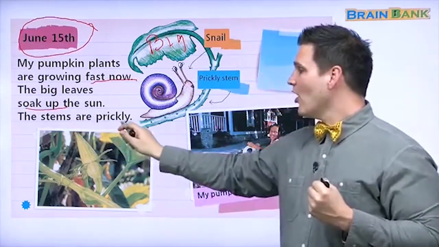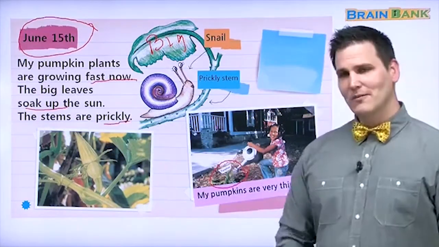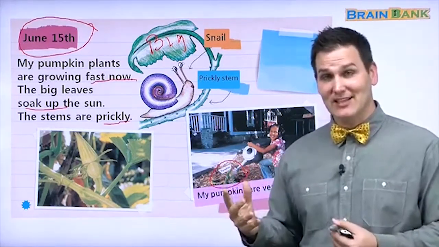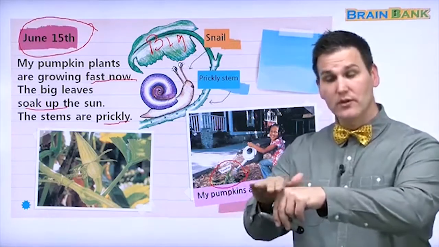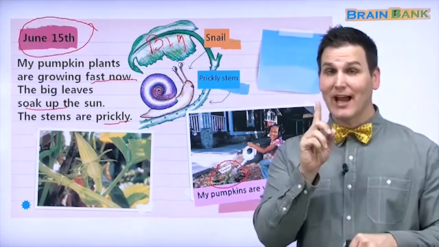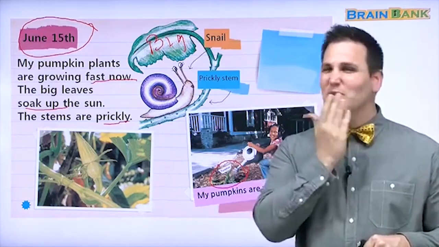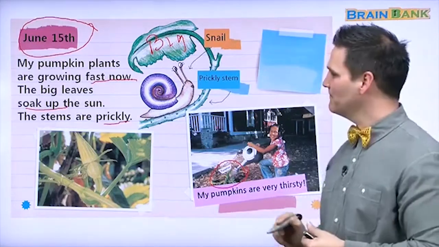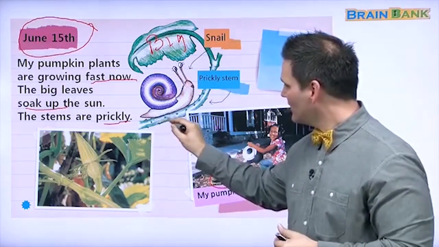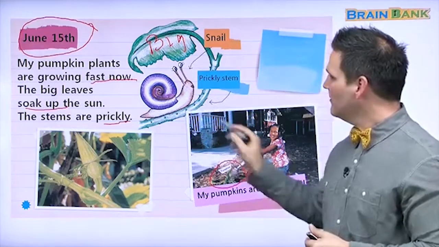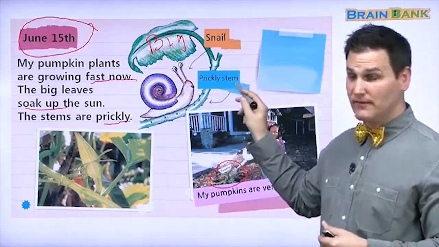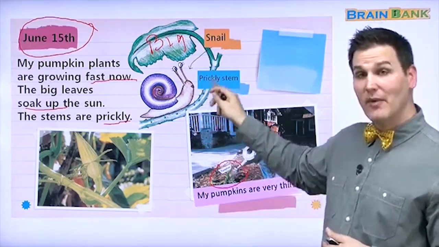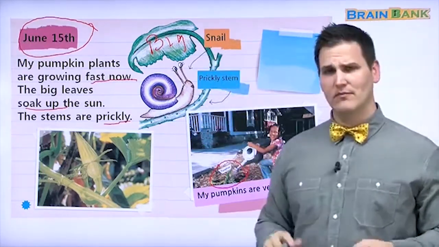And the stems are prickly. Prickly. Now, the opposite of prickly would be smooth. Smooth skin. Sometimes men have prickly skin here. Okay? Prickly. You can see right here, these little bumps make this stem prickly. And the snail is trying to climb up this prickly stem.